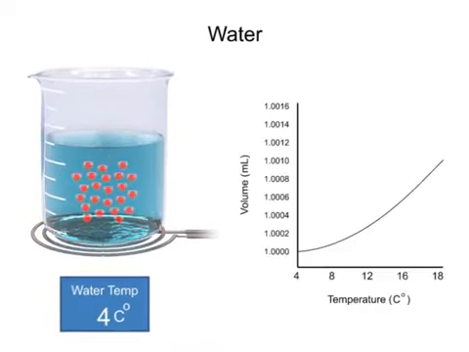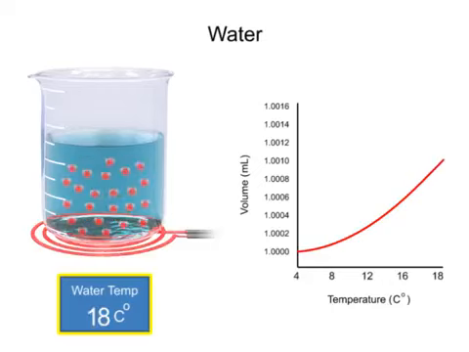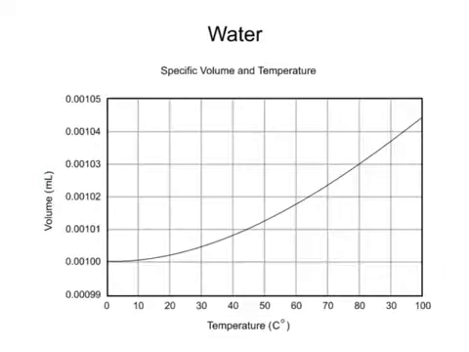This graph shows how the volume of water expands as its temperature increases from 4 degrees Celsius to 18 degrees Celsius. Here is a graph showing the increase of water volume over a larger range of temperatures. However, there is an important anomaly that should be noted.